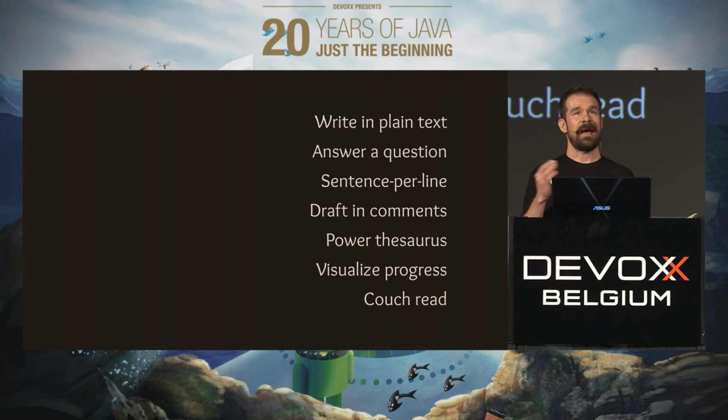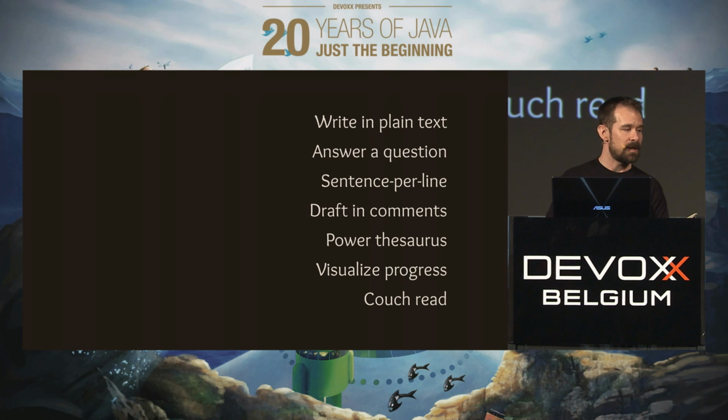So to review, we're going to write in plain text. And to get started, ask yourself questions. Answer those questions. Just imagine someone coming up to you and asking you a question. If you can't think of one, use the sentence per line technique. Try it out. You can do it in AsciiDoc. It actually works in Markdown as well. You can use this in a number of different languages. Then that allows you to use line comments, or you can just comment out whole sections. Use comments like you use them in source code.